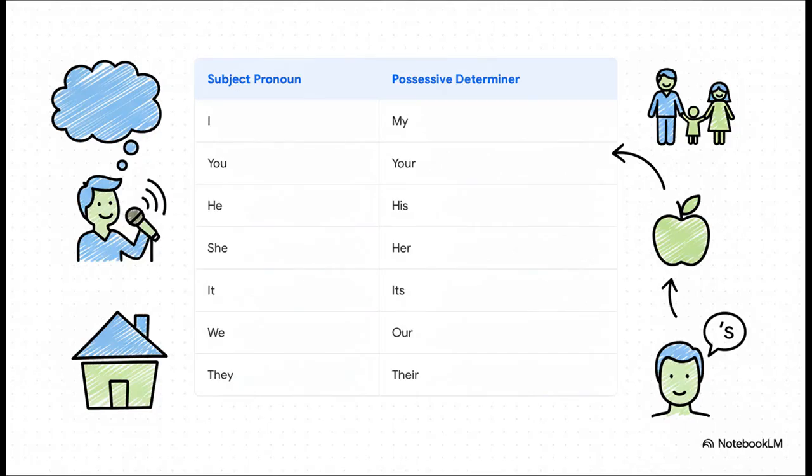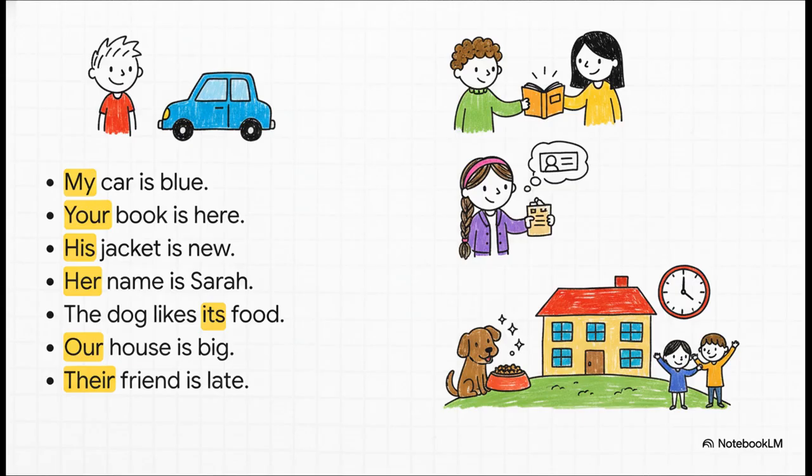Now, what's so great about these is how logical it all is. You see, every subject, like I, you, he, or she, has its own special possessive word that goes with it. So I becomes my, you becomes your, he becomes his. You get the idea. It's a perfect match every single time. Pretty easy, right? And check out how they work in these sentences.